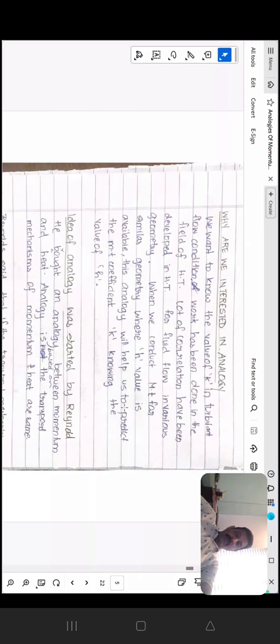Okay. So now, why are we interested in analogy? For example, we want to know the value of K, the mass transfer coefficient, in turbulent flow conditions. But for the same fluid, a lot of work has been done with respect to heat transfer evaluation. So now I have developed a relation between mass transfer and heat transfer. Suppose you are able to derive an expression for H, then if I am able to convert H into K, it will be very useful to me.